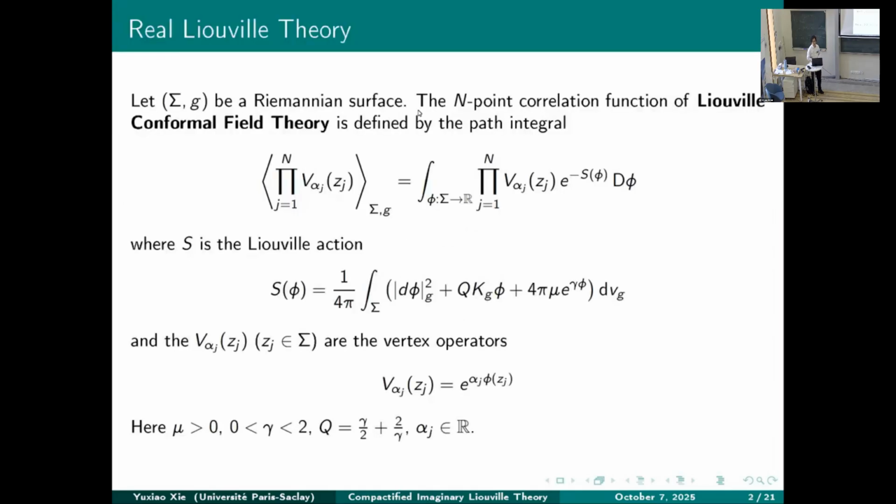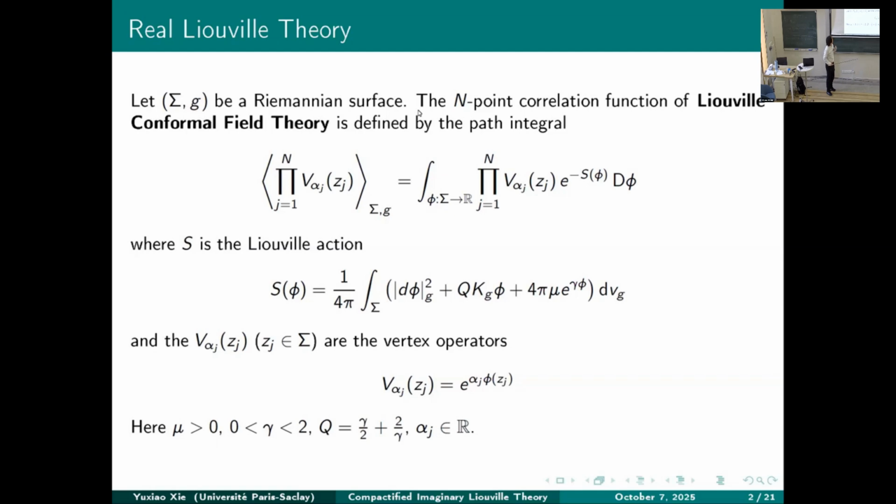So first, let's briefly review what real Liouville theory is. So for us, a CFT would basically be the data of some correlation functions that you can define on any surface, and they are going to satisfy some conformal invariance properties. And we would like to construct these correlation functions by realizing such a path integral. And in the real Liouville theory, we consider this path integral.